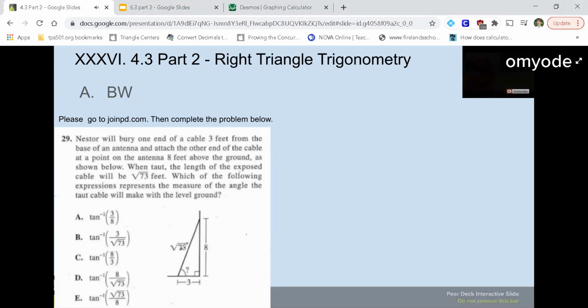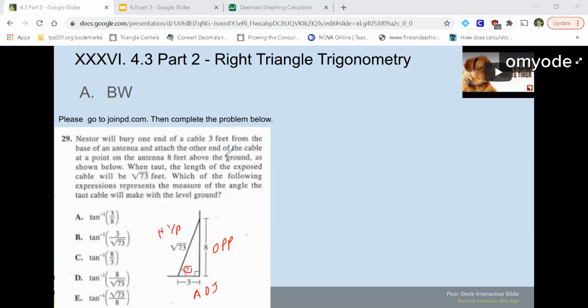All right, so for this problem, you should label your triangle based off of this angle right here. So this would be the opposite side, the adjacent side, and the hypotenuse. To find out our angle, we should use our formula that the tangent of an angle is the opposite over the adjacent. So for our problem, the tangent of the angle would be equal to 8/3.